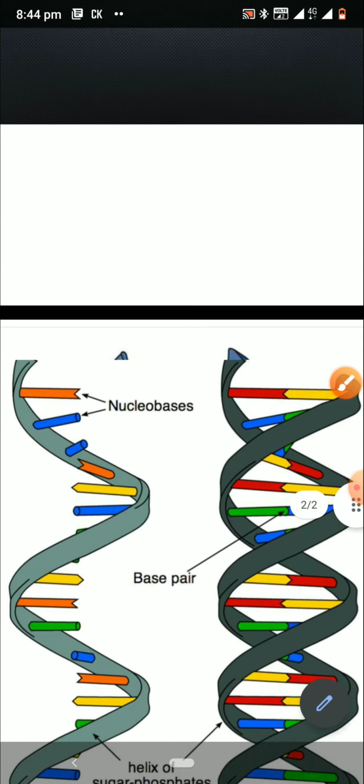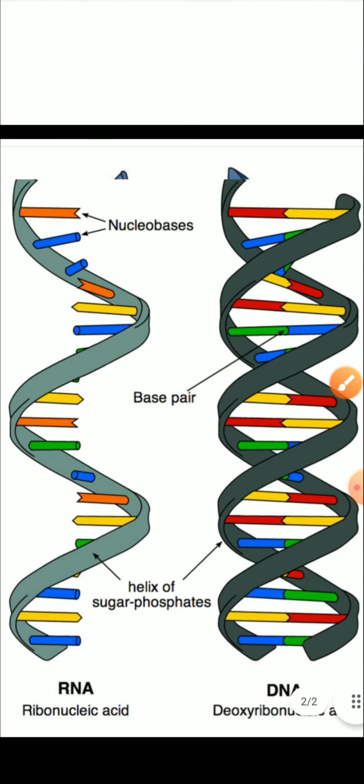So let's now discuss about differences between DNA and RNA. So the first difference is in the structure. As you can see in this image, DNA is always double-stranded, whereas RNA is always single-stranded. So this is the main difference. Then they also differ in the size. DNA is usually larger than RNA and it has millions of nucleotides, whereas RNA has only hundreds of nucleotides.